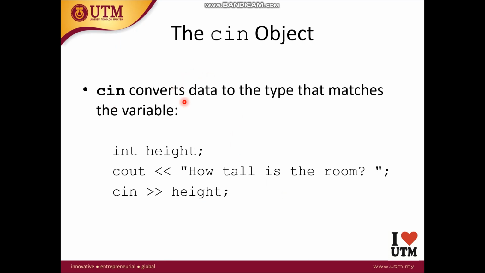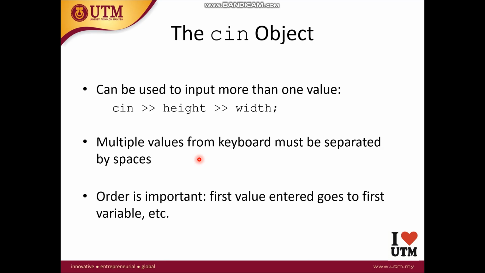And the cin converts data to the type that matches the variable. That means whenever you have a variable with a data type, for example, this variable type is integer and the variable is height, any data you enter into this variable is going to be converted to integer. Why? Because the type of the variable is integer.